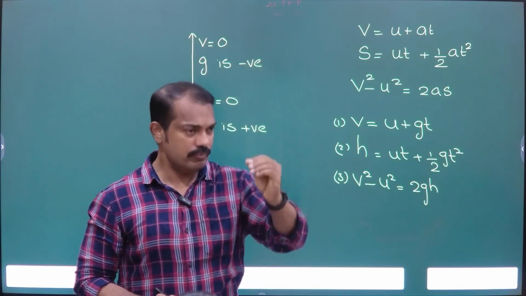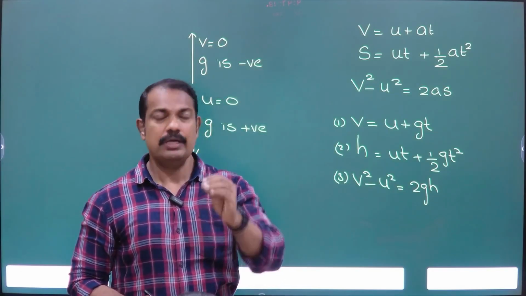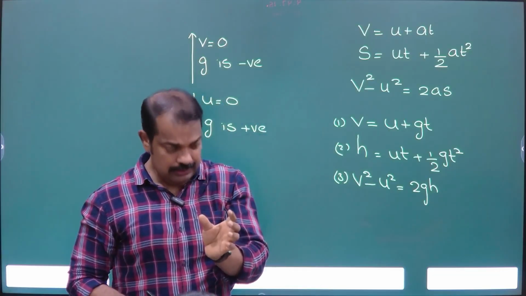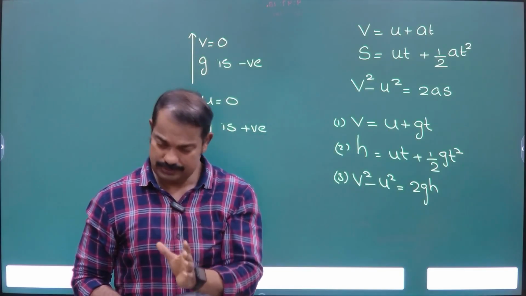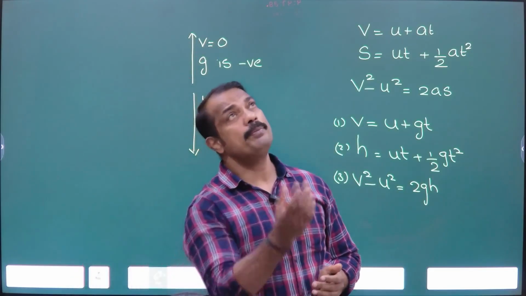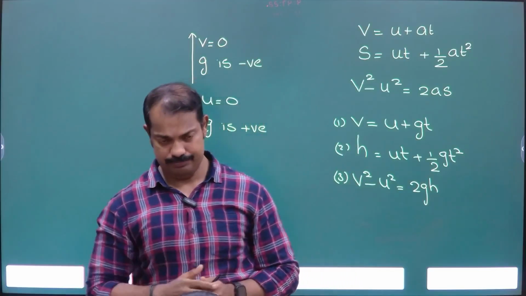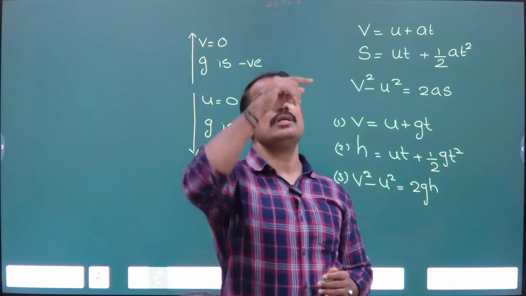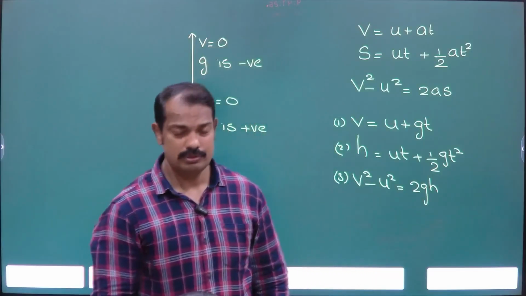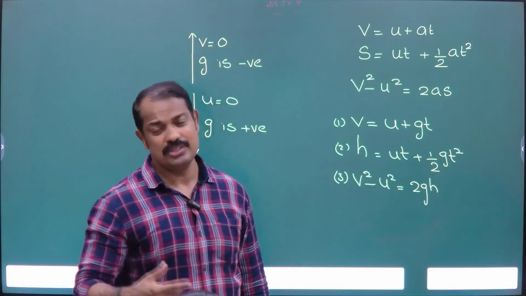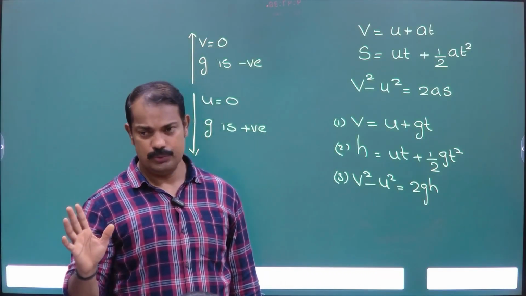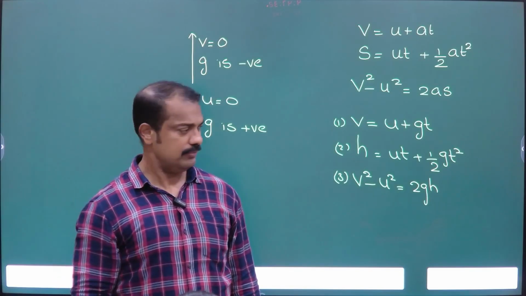Why? Downward. It is moving downward. If an object is moving downward, G is taken as positive. If an object is moving upward, G is taken as negative. In the case of upward motion, at the highest point, V is equal to 0. In the case of downward motion, U is equal to 0.